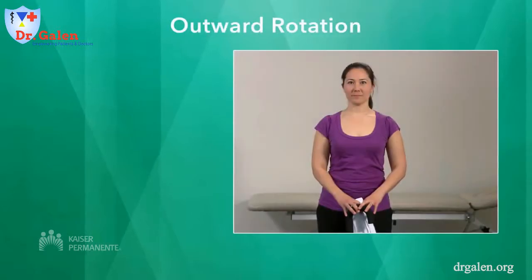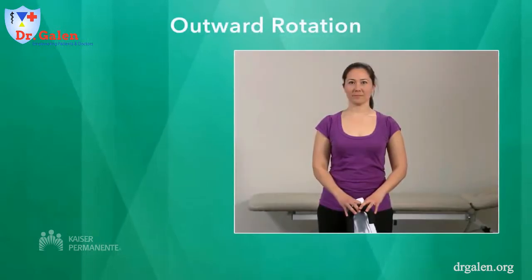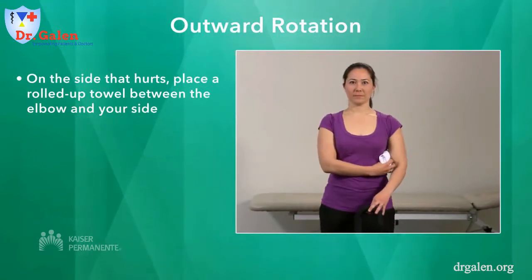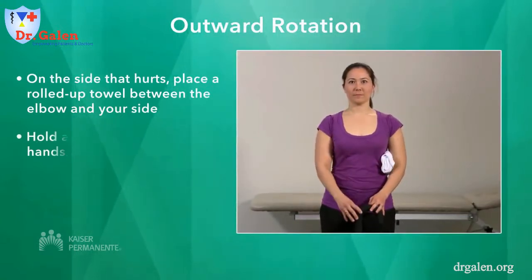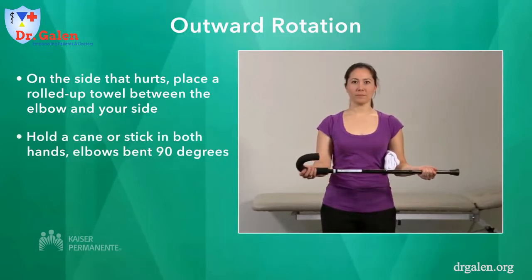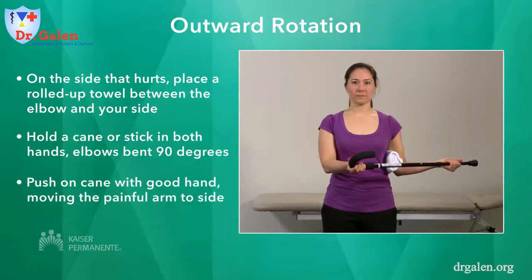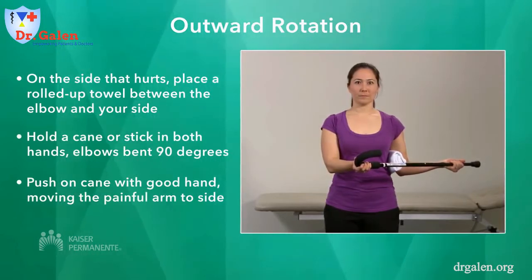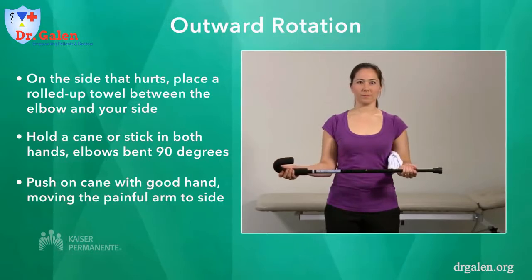This is another stretch that uses your good arm to guide the arm that hurts. Stand up and put a small rolled up towel between the elbow of the arm that hurts and your side. Hold a cane or stick in your hands with your elbows bent 90 degrees. Push gently on the cane with your good hand to move the painful arm to the side. Be sure to keep your elbows bent and your upper arm close to your side.